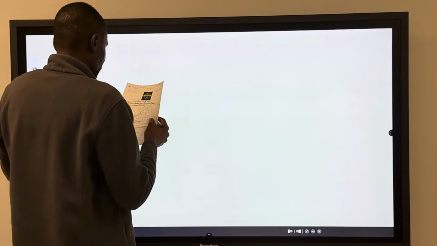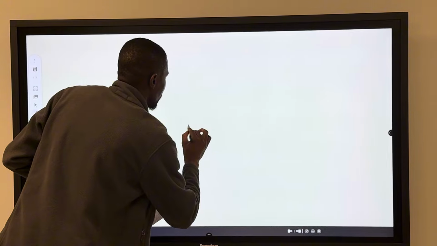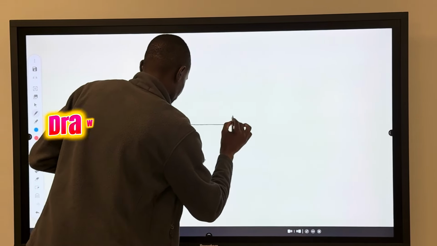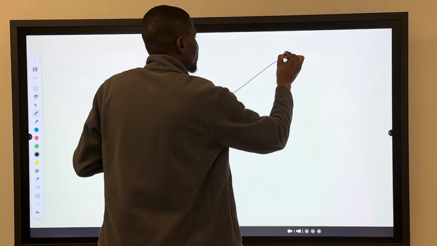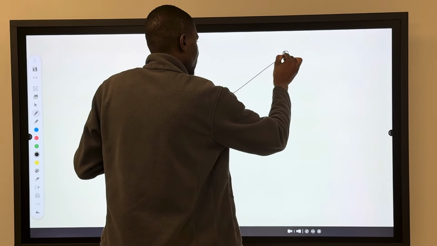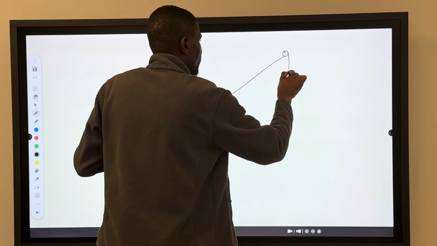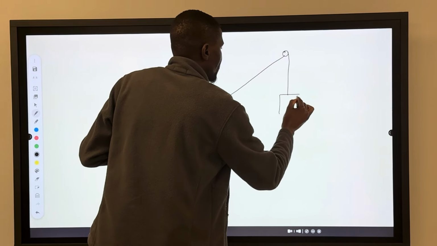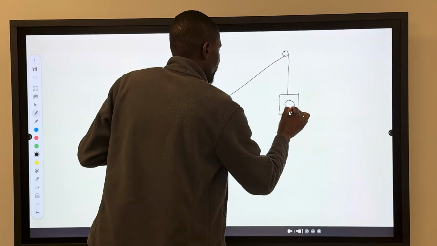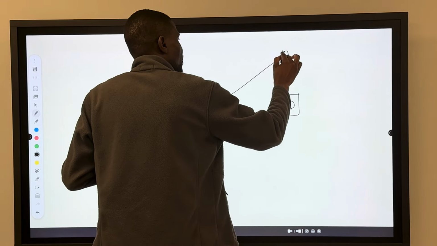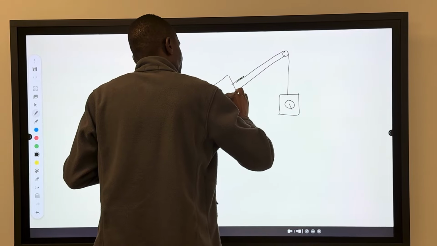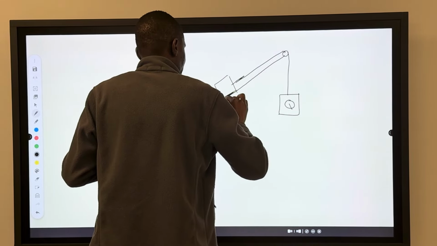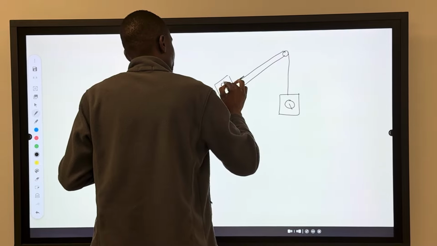All right, so I'll start by drawing this. I need this diagram up here. We have our pulley there. So this is Q. It rests here, and we have P there.